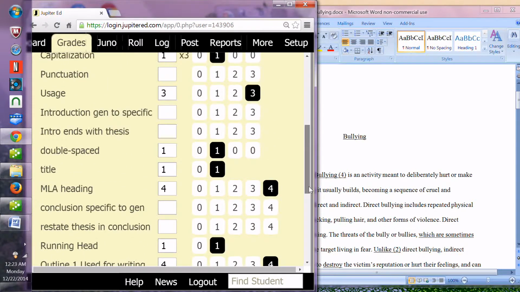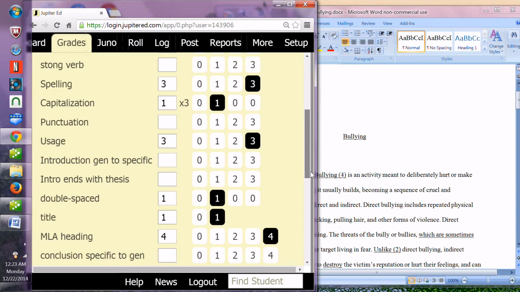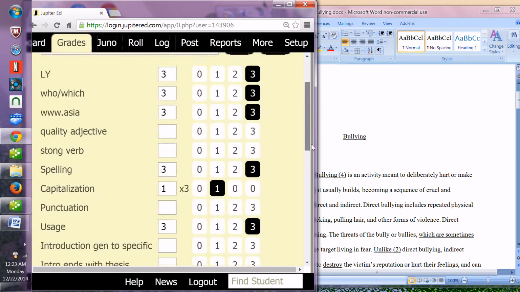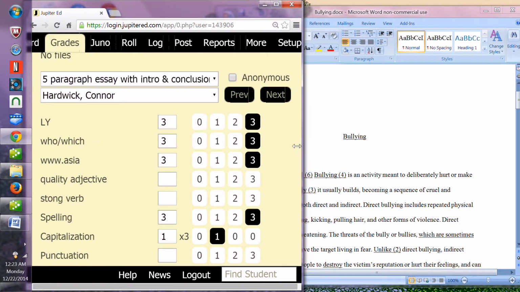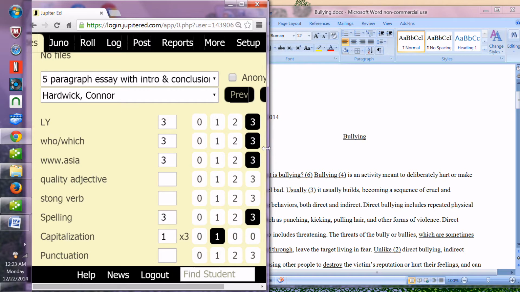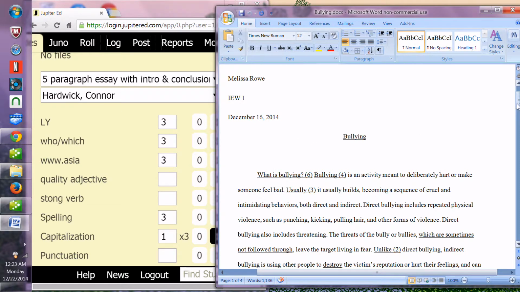So you're going to work on, for this week, cleaning up a little bit of the punctuation and writing an intro and a conclusion to your paper. And then also marking these quality adjectives and strong verbs so that I can give you credit for those. It was an interesting topic, and you did a good job at getting your information down.